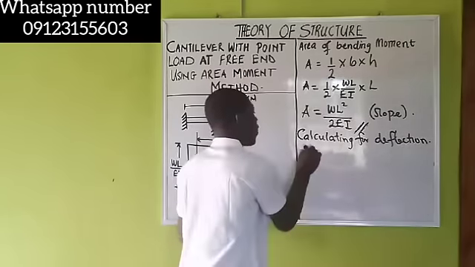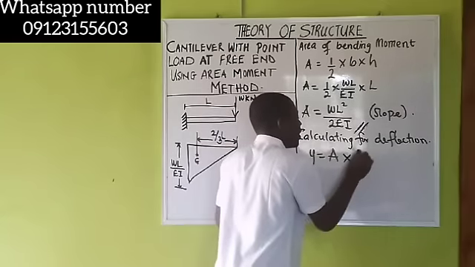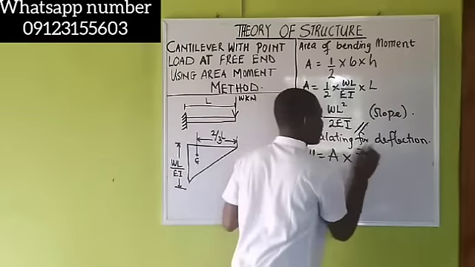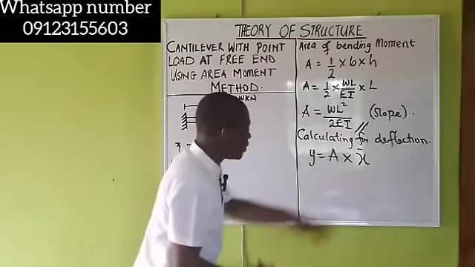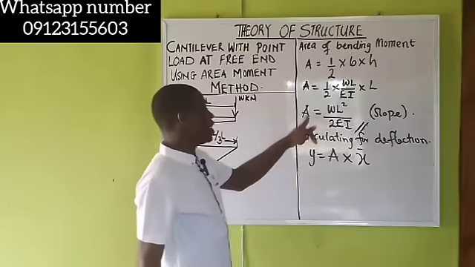That becomes y is equal to area times x bar. Now listen, area times x bar. X bar means center of gravity. Think of that. The area here is simply this area.